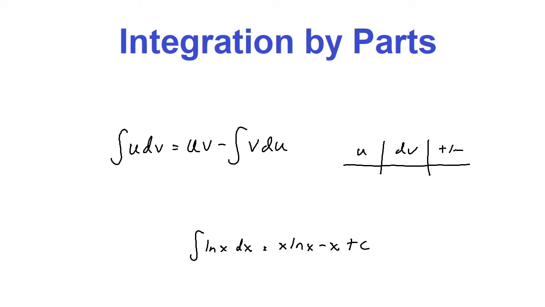So let's take a look at integration by parts. Now a good indicator for when you should use integration by parts is when you're trying to integrate two functions being multiplied by each other and you can't necessarily use u substitution. So the formula for integration by parts is going to be the integral of u dv equals u times v minus the integral of v times du.